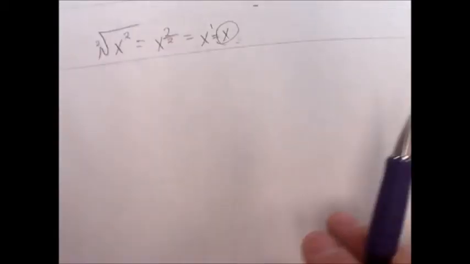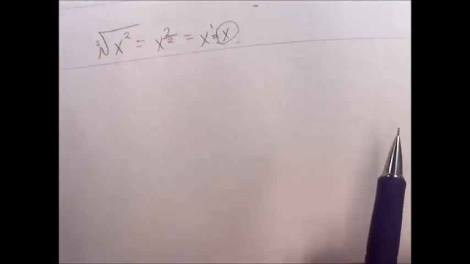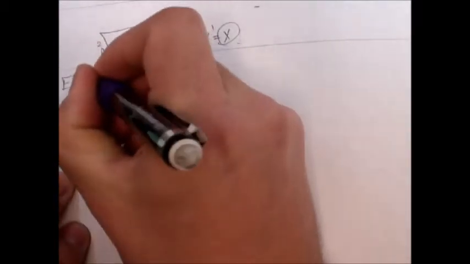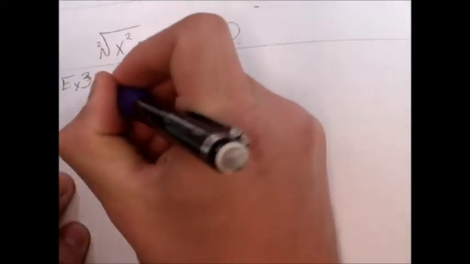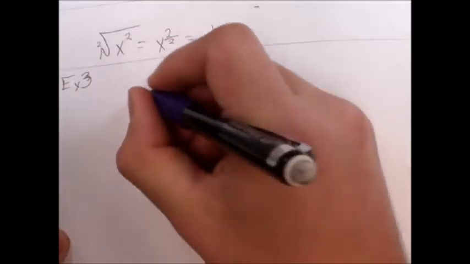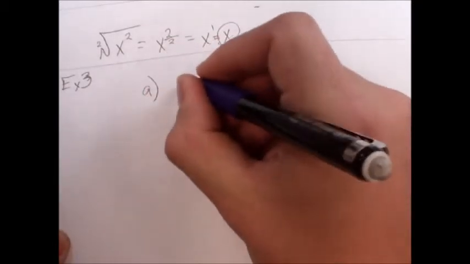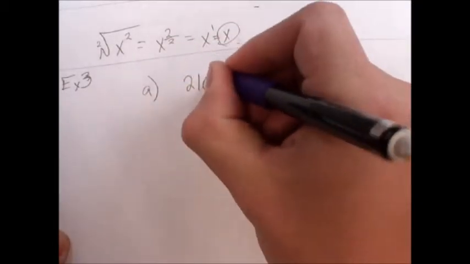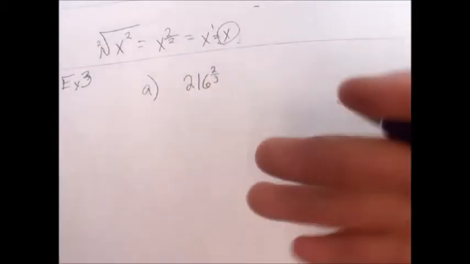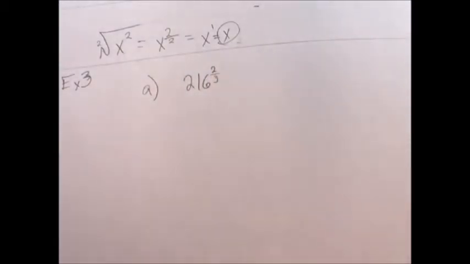I guess you don't really need to know it if you can do it. All right. Example 3, we're going to start breaking these down, using them a little bit. A says 216 to the 2/3 power. So they're wanting us to work backwards from this and find a way to write it down.